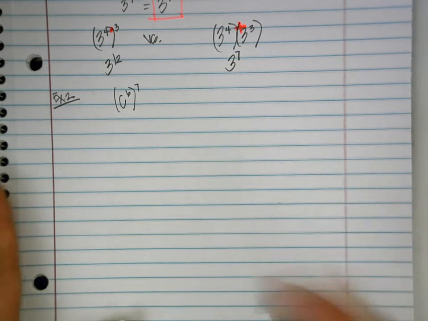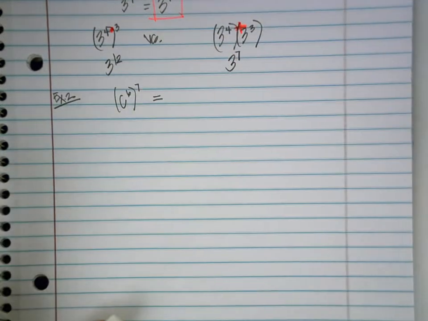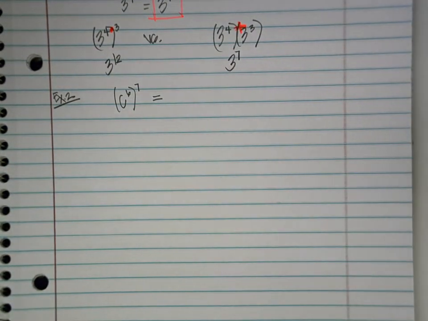So according to my rule, what am I going to do with these exponents? Am I going to add them or multiply them? Wait for it. Andrew. Drew, sorry. According to my rule, what do I do with those numbers? Am I going to add them or will I multiply them?